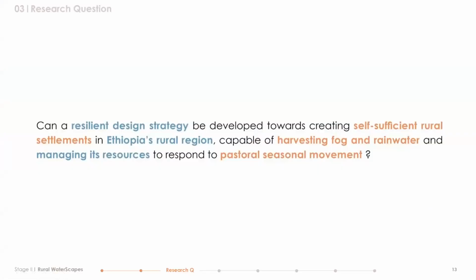Again, we start with the main research question: can a resilient design strategy be developed towards creating a self-sufficient rural settlement in Ethiopia's rural region, capable of harvesting fog and rainwater and managing its resources to respond to pastoral seasonal movement? In this region, as you might be aware, there's a lot of movement in terms of people, a lot of internally displaced people, a lot of refugees. So the development of temporary structures for these refugees and internally displaced people, and its transformation from temporary to permanent settlements was the main objective of this thesis.